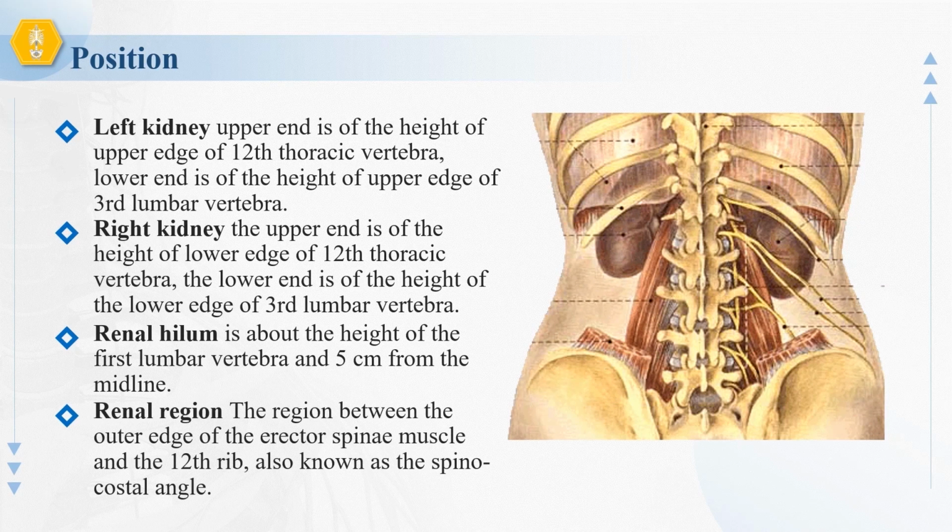Renal region. The region between the outer edge of the erector spinae muscle and the 12th rib, also known as the spinocostal angle.